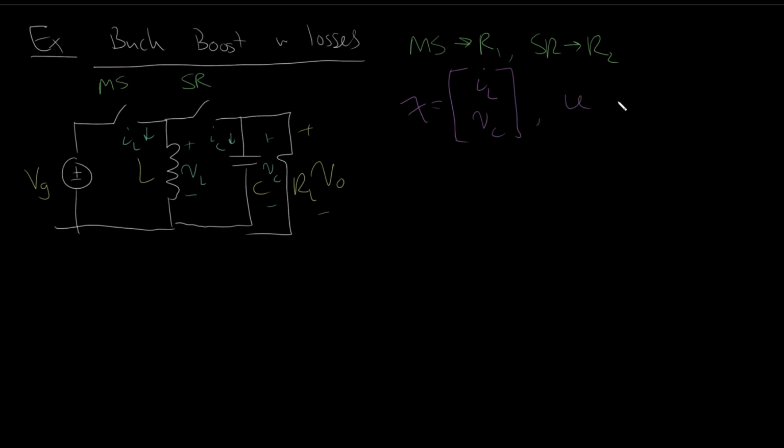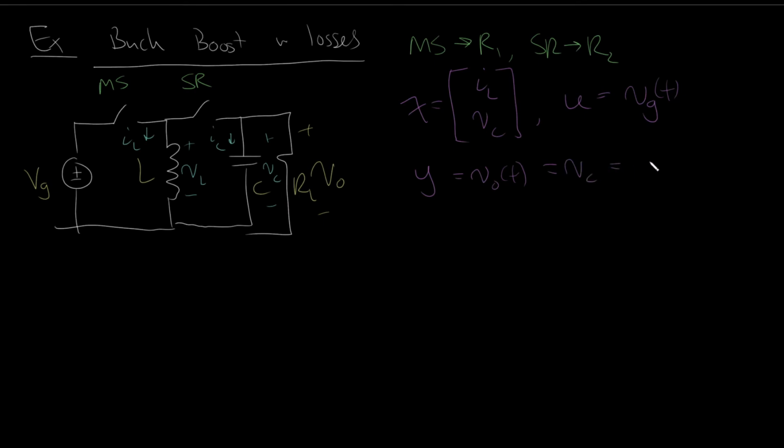Our U vector is just going to be VG of t. This is our other external input, right? Duty is also an external input. That's what we control. We'll see how that is integrated into this system later. And then our output, we can think about our output, is just going to be V out of t, right? And this is actually equal to VC of t.